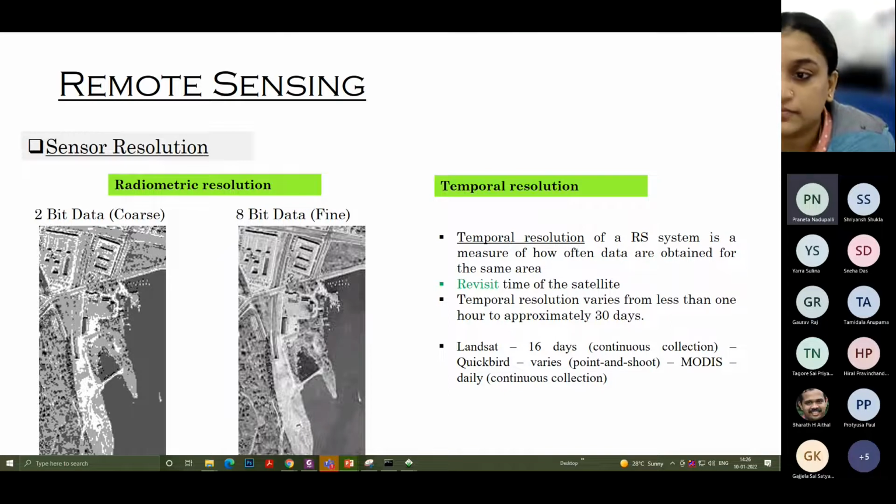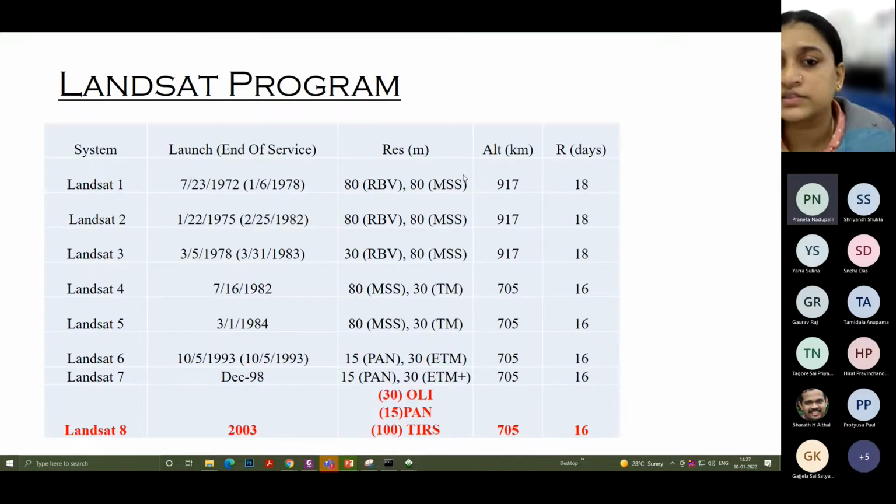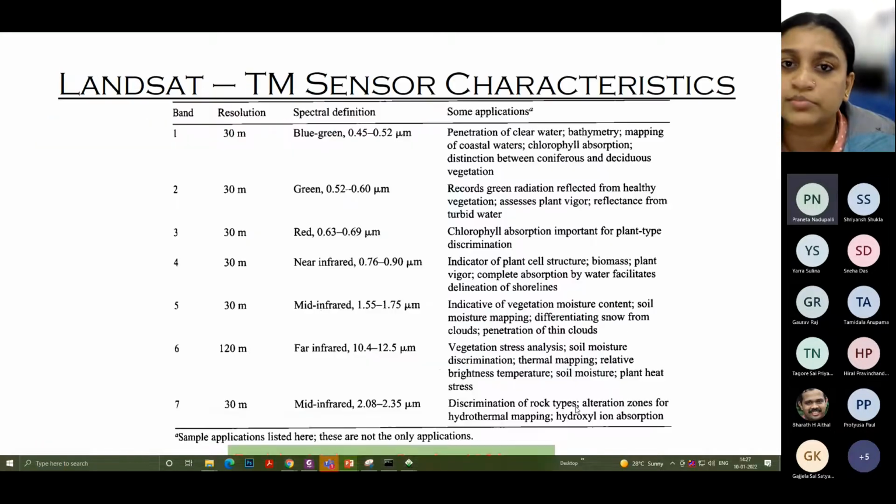Okay. So moving towards one of the satellites as an example, this is the Landsat satellite. These are the several missions that have been launched. The recent one is Landsat 8, which was launched in 2003. It has three sensors: OLI, which is 30-meter resolution, PAN, that is 15-meter, and thermal infrared sensors, which are 100-meter resolution. And it revisits the same place every 16 days.